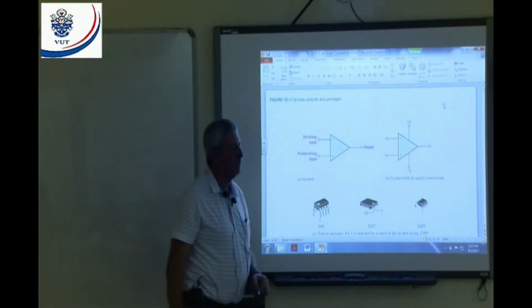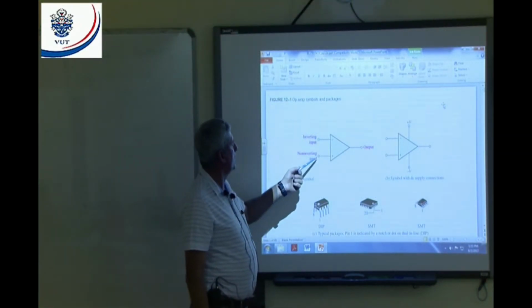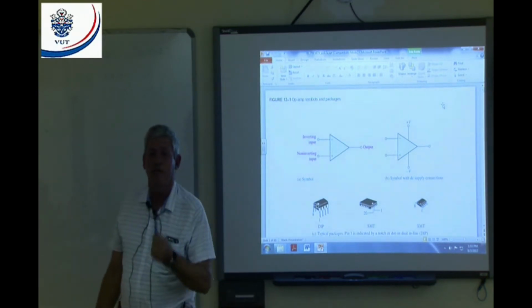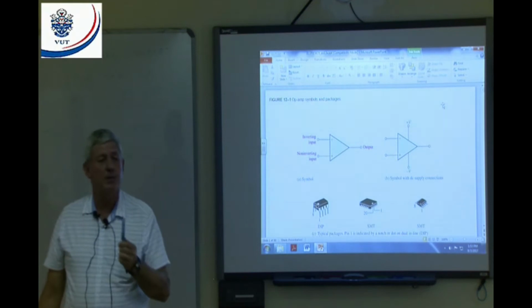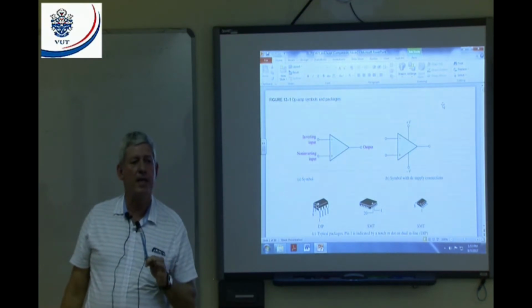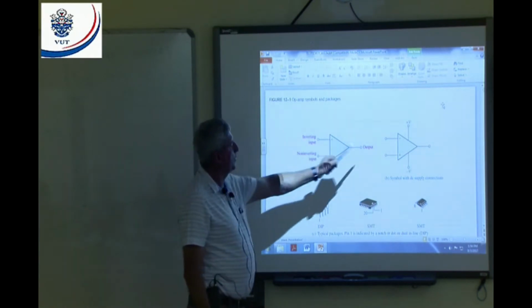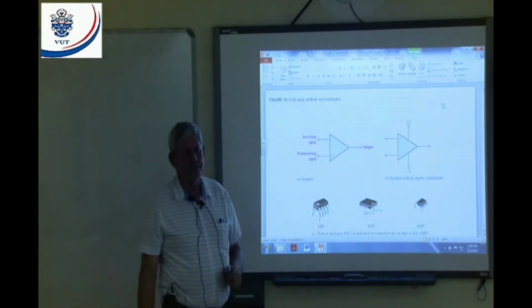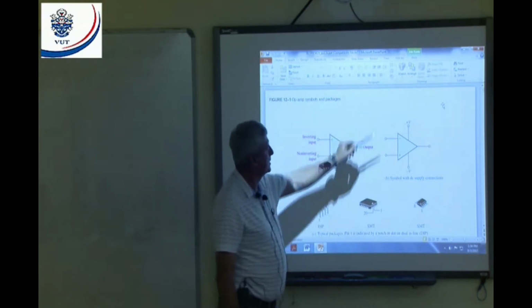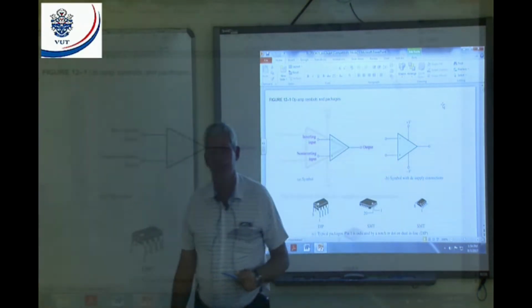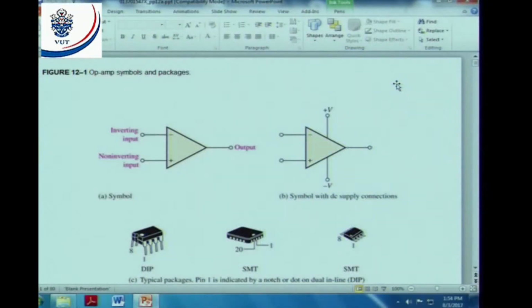My non-inverting input, if I make my non-inverting input positive with respect to my inverting input, the output will go positive. There won't be any phase shift. If I make it negative, the output will go negative, all right? Then we got a split supply on the OpAmp, a plus V and a minus V. That means we make use of a split supply, positive voltage as well as a negative voltage.